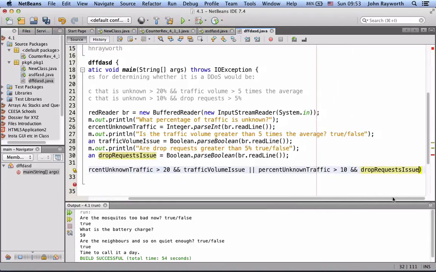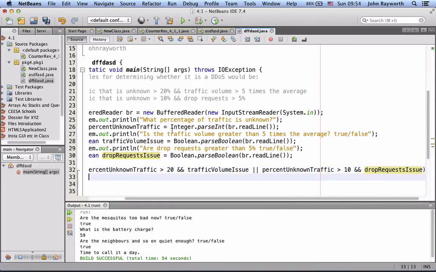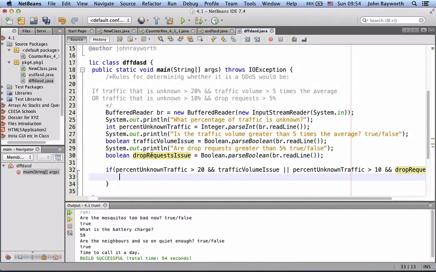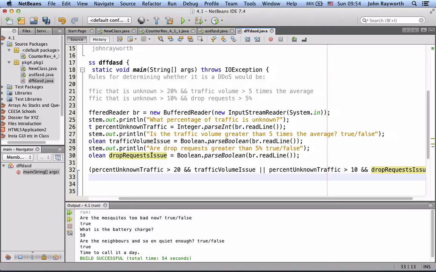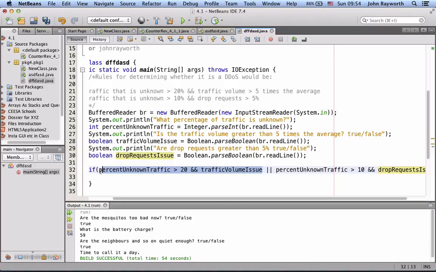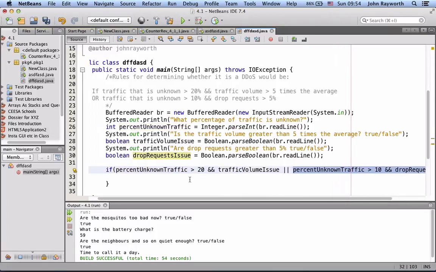And we'll just take a look at that. Isn't that too bad, I can't move that over. Well, just take a look, right? So if this is true, i.e. both of those things are true, or both of those things are true, in either case, we're suspicious that this is probably a DDoS.